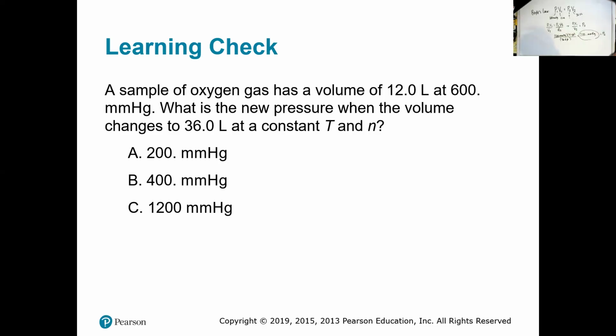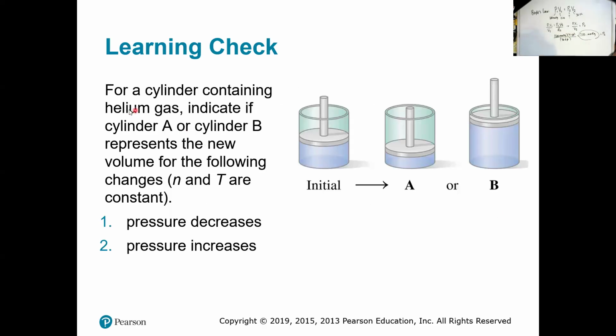Let's look at this next question. All right, this one says, for a cylinder containing helium gas, indicate if cylinder A or cylinder B represents the new volume for the following changes. Okay, so this is like a conceptual one. This is our initial container, so you see where our volume line is at. And in scenario A, our volume has gotten smaller. And in cylinder B, our container has gotten larger. So A represents a decrease in volume, B represents an increase in volume.